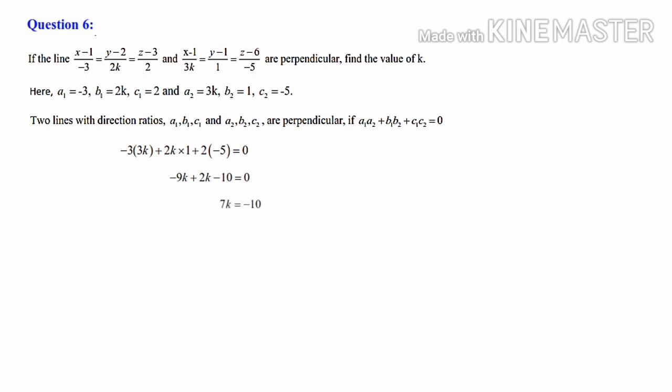Then here it is minus 9k plus 2k. Minus 9k plus 2k is minus 7k. That minus 7k I am taking to the right side, so it becomes plus 7k, and 7k is equal to the left side.